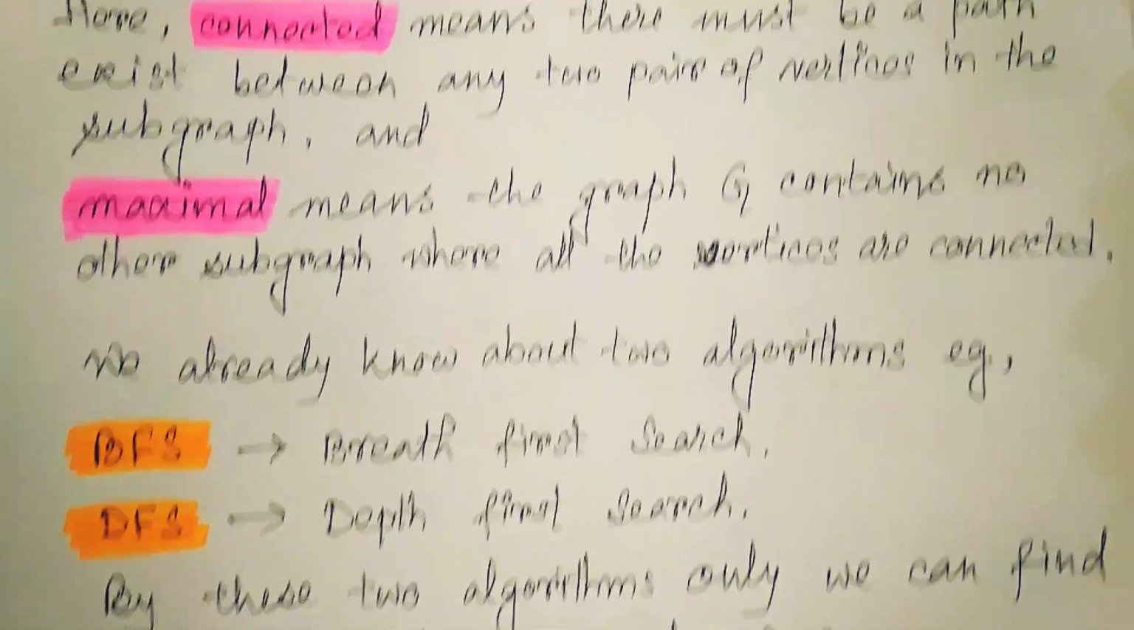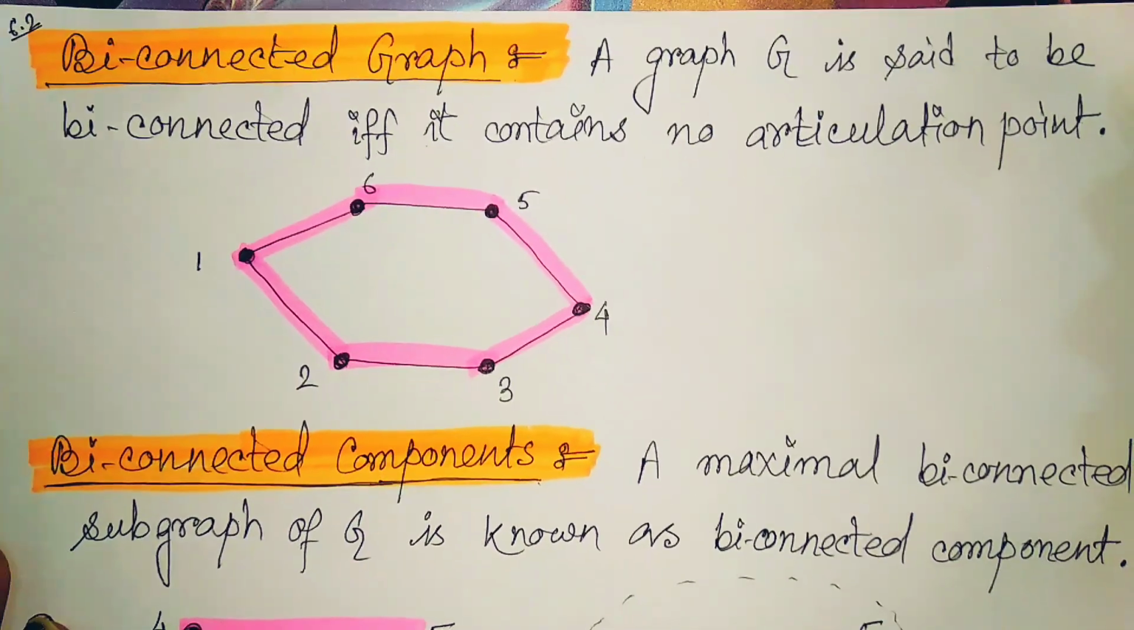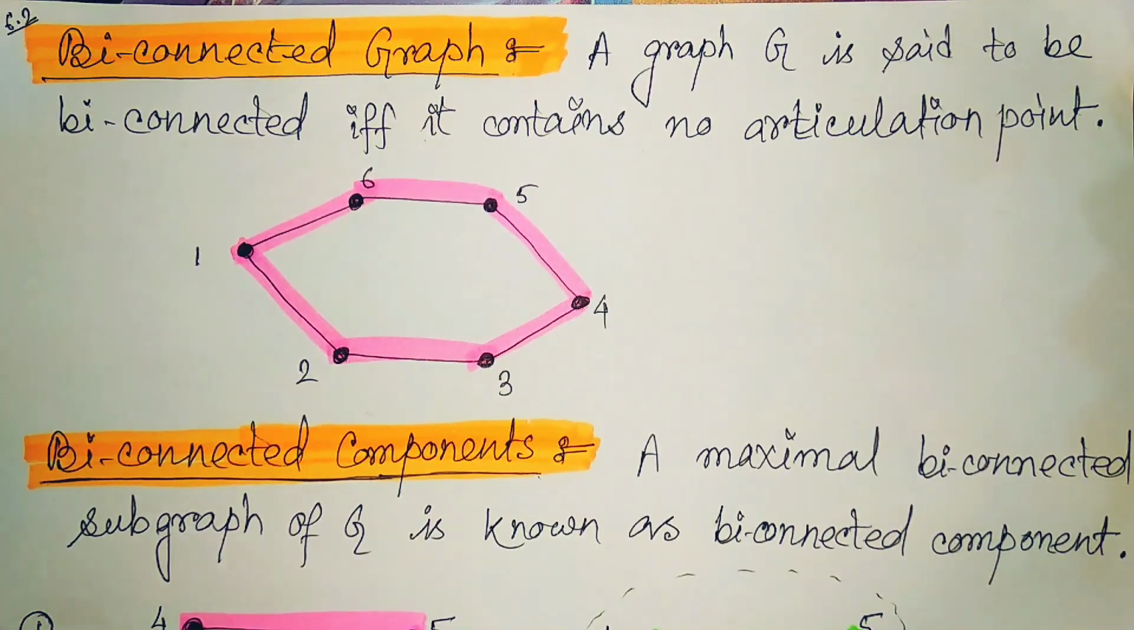After knowing the connected graph and the connected component, now comes the bi-connected graph. That one is very important. So what is a bi-connected graph? A graph G is said to be bi-connected if and only if it contains no articulation point. We know what an articulation point is. A graph is given. If we find that no articulation point exists in that graph, then the graph is called a bi-connected graph.